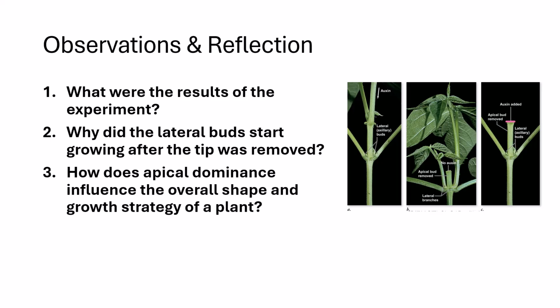First, summarize what happened in each treatment group. Then explain why the lateral bud started growing after the tip was removed. Think in terms of hormone signals. Finally, step back and think about the bigger picture. How does apical dominance influence the overall shape of a plant and its growth strategy in the environment?